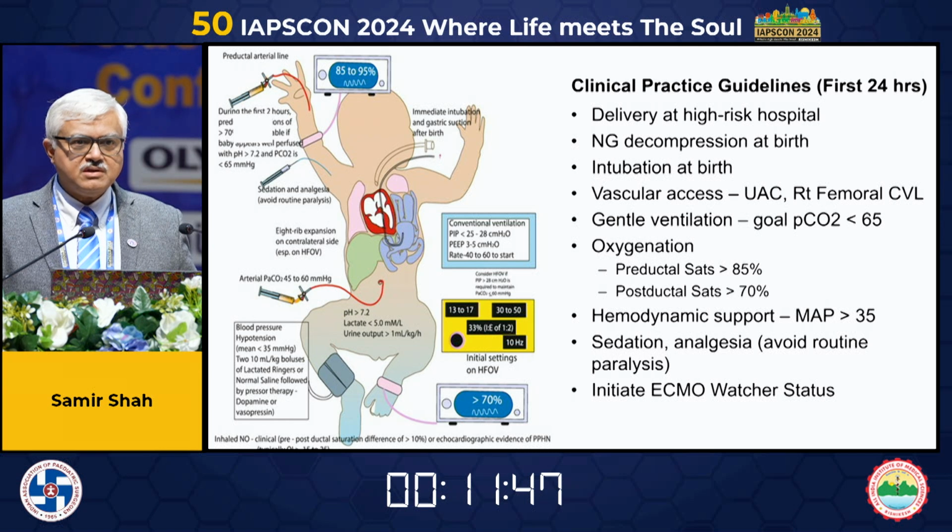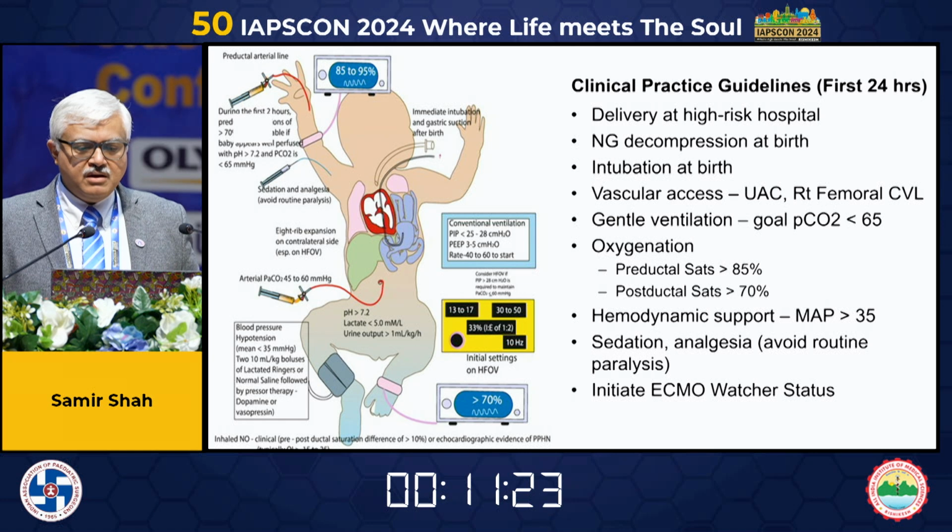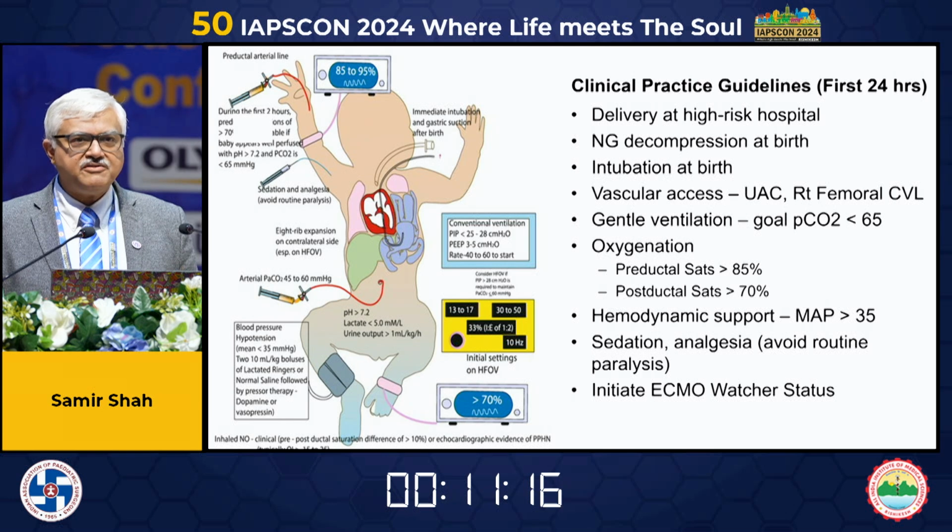This is what we normally do in these patients in the first 24 hours. There is a cartoon on your right-hand side which goes over all the parameters that we meet with some of these patients, and this is what you see in CDH patients in the NICU. Standard guidelines require these deliveries to occur in high-risk hospitals. Nasogastric decompression is done at birth, and intubation is done at birth. We obtain vascular access with an umbilical arterial catheter and a right femoral central venous line at the get-go.